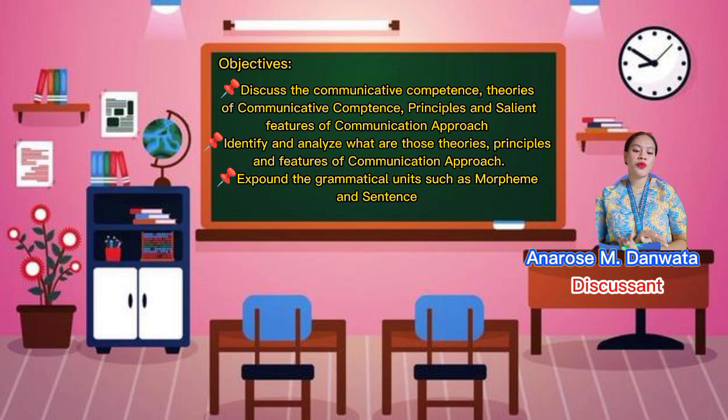First, discuss what is communicative competence, theories of communication, principles and salient features of the communicative approach. Number two, identify and analyze those theories of communicative competence, principles and salient features of the communicative approach. Number three, expound the grammatical units such as morpheme and sentence. So those are our objectives for today's lesson.